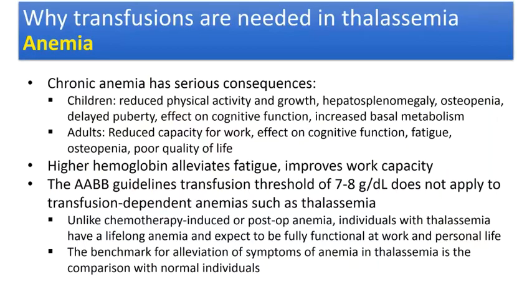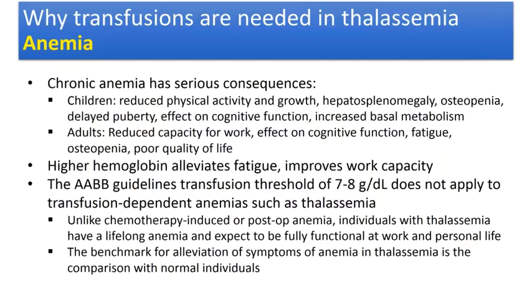So let's begin by asking why transfusions are done in thalassemia. The first reason is anemia. Chronic anemia has serious consequences. For example, in children, reduced physical activity and growth, liver and spleen enlargement, weak bones, delayed puberty, effect on cognitive function, and increase in basal metabolism, which has nutritional consequences. In adults, there is reduced capacity for work, effect on cognitive function, fatigue, osteopenia, and a poor quality of life.